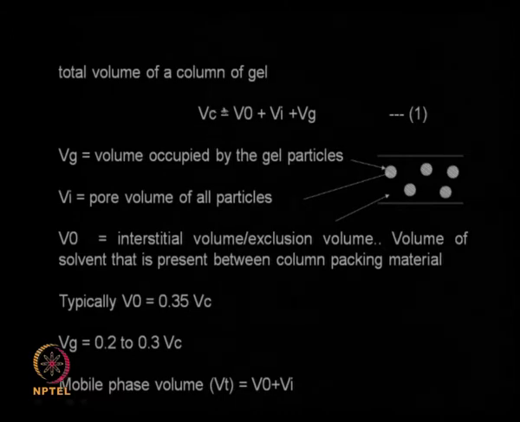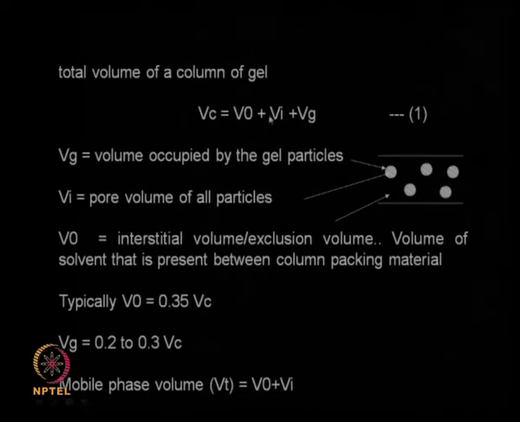The total volume of a column of a gel is made up of 3 volumes: V0, Vi and Vg. Vg is the volume occupied by the gel particles. The gel particles are actually occupying certain volume, but you need to keep in mind that when the solution is flowing in, the gel gets swollen. So the volume occupied by the gel when it is really dry versus the volume occupied when it is inside the column and swollen will be very different. So Vg is one term.